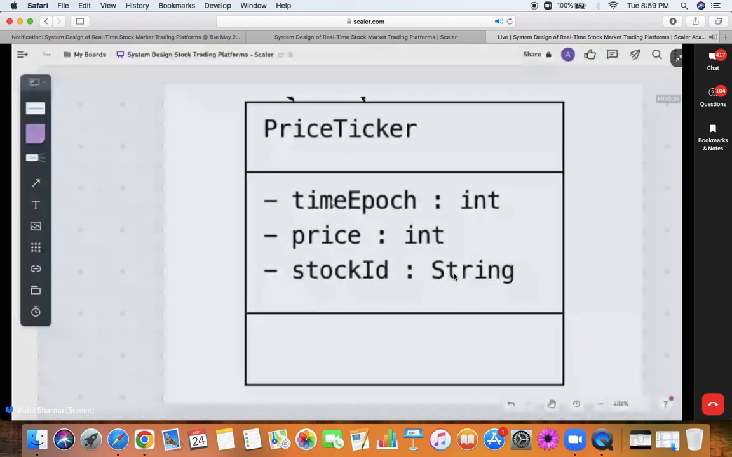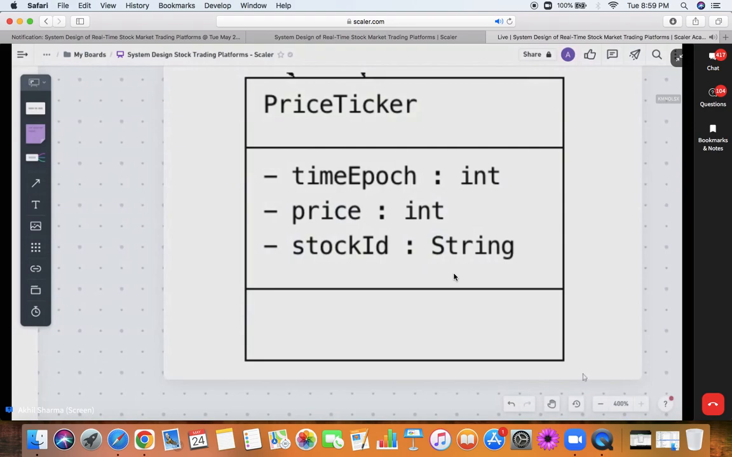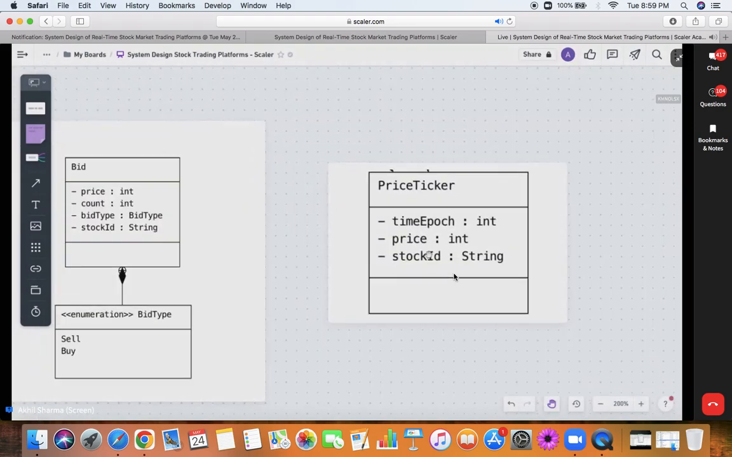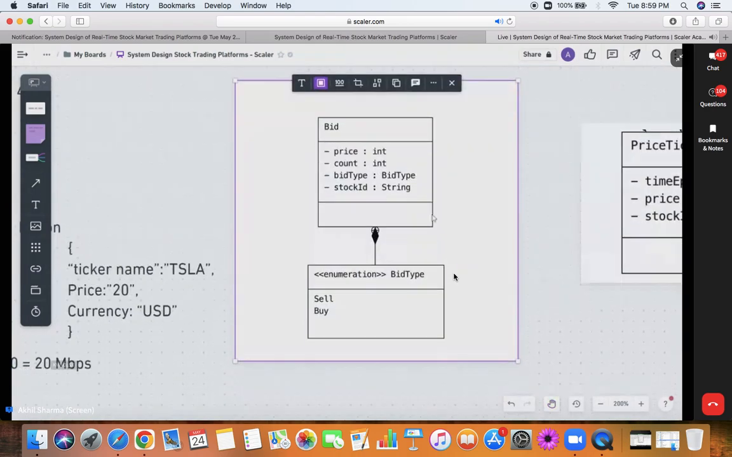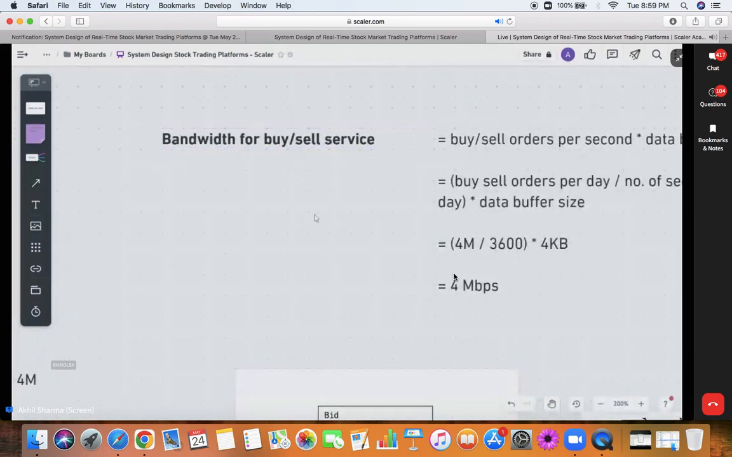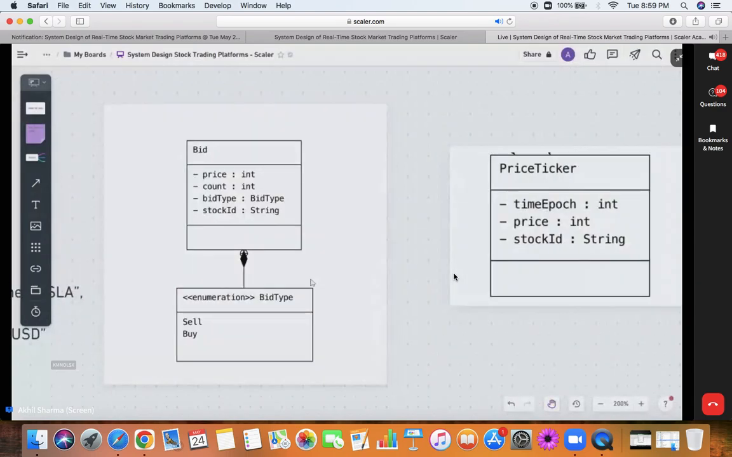Times also want to check time epoch. We'll have price and we'll have stock ID. So this will be our price ticker for our ticker service, and this will be our buy or sell for our buy or sell service. Okay. So this is what low-level design looks like.